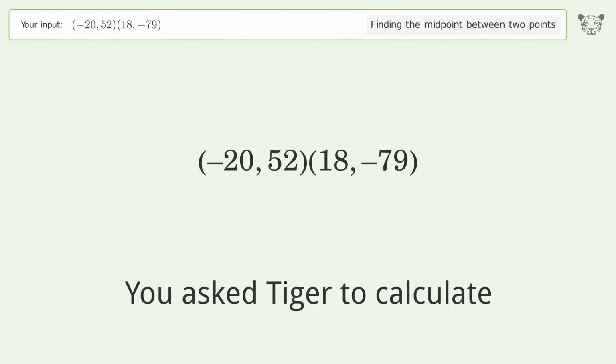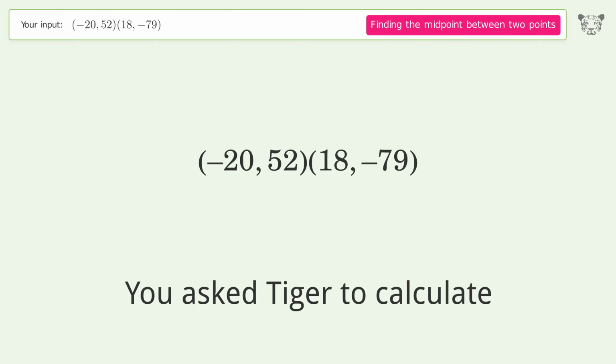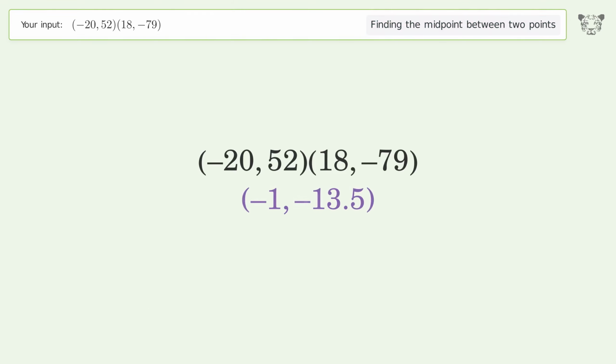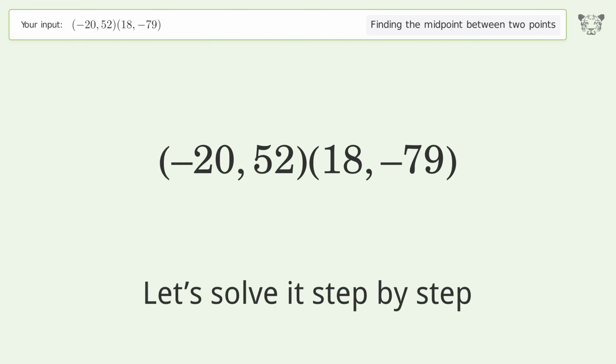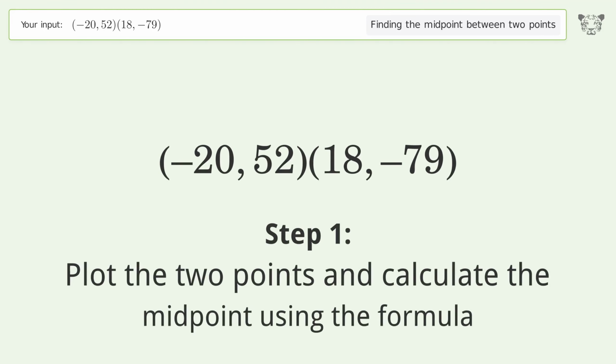You ask Tiger to calculate. This deals with finding the midpoint between 2 points. The midpoint between the 2 points is -1, -13.5. Let's solve it step by step. Plot the 2 points and calculate the midpoint using the formula.